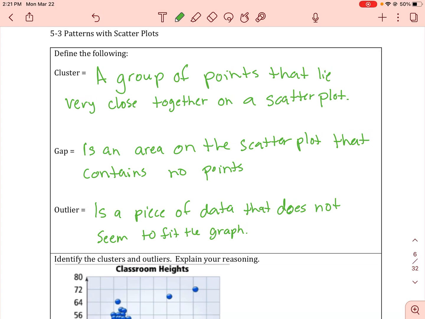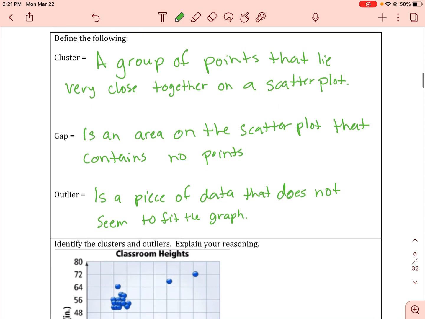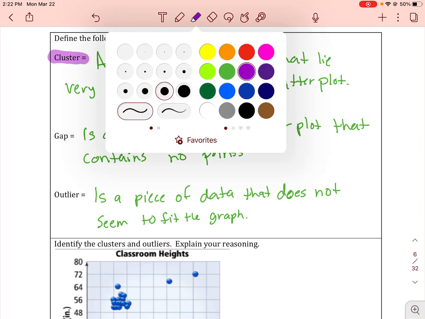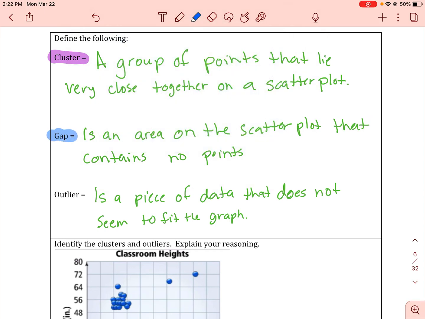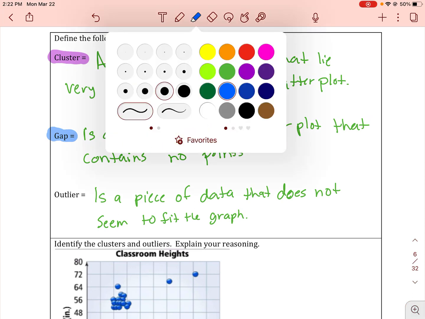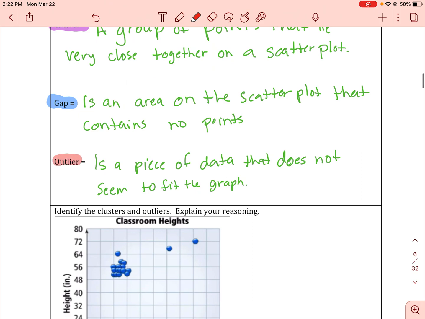All right, so there are patterns within scatter plots. Most notably will be clusters. A cluster is a group of points that lie very close together on a scatter plot, and we should be writing these in our notes. A gap is an area on the scatter plot that contains no points. That is a gap in the scatter plot. And then an outlier is a piece of data that does not seem to fit the graph.